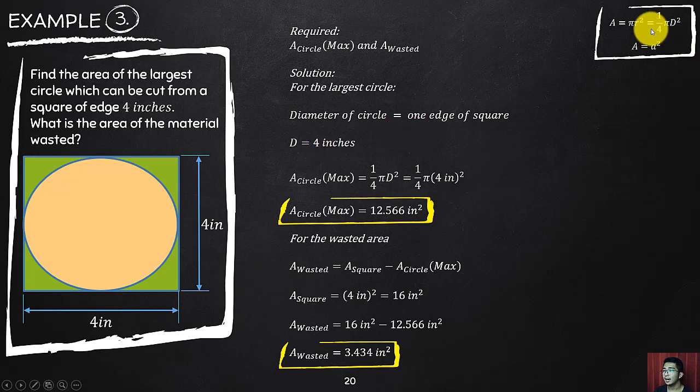So again, the area of a circle is pi r squared using the radius, or 1/4 pi d squared. Since we have the diameter as 4 inches, might as well use the formula for diameter, which is 1/4 pi d squared. So this is it. Input in your formula, you get the area of the largest possible circle, or the maximum area, as 12.566 square inches.